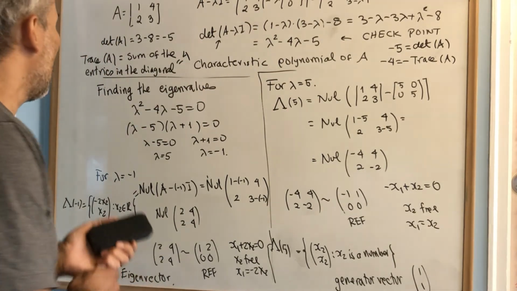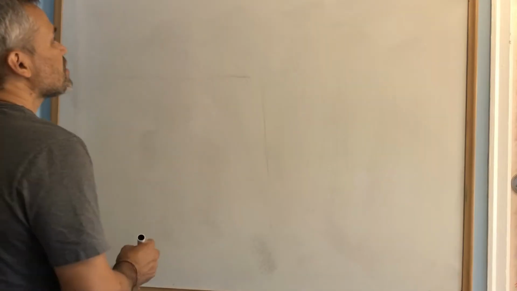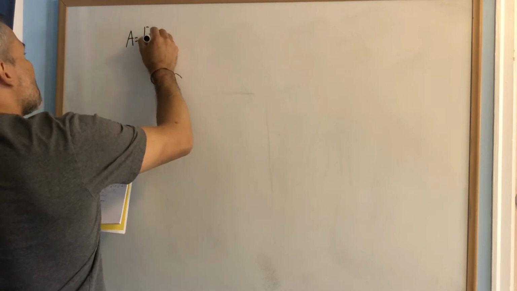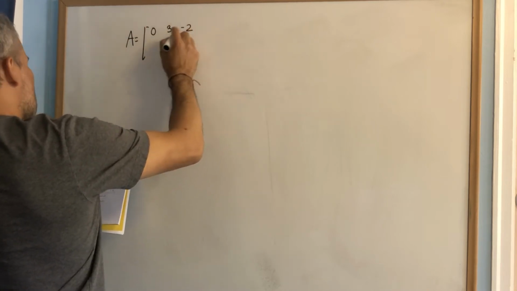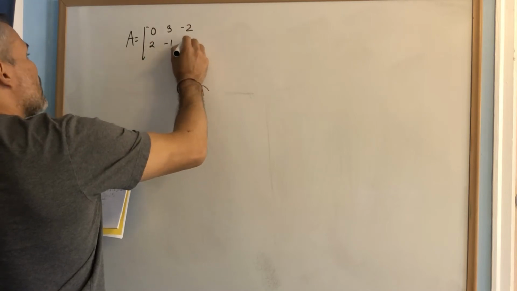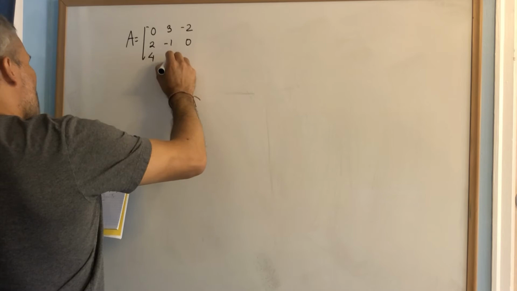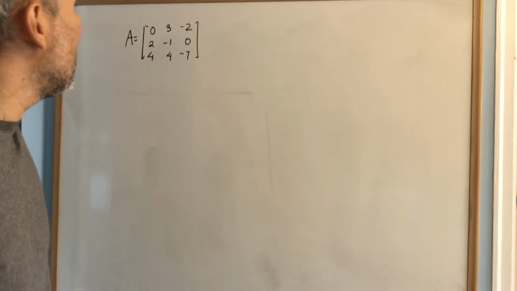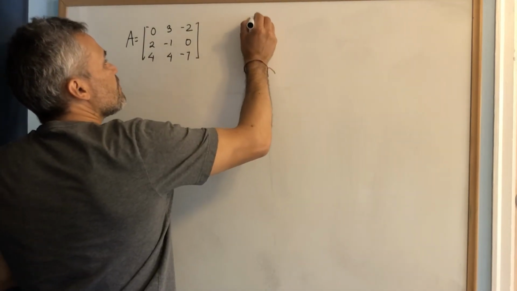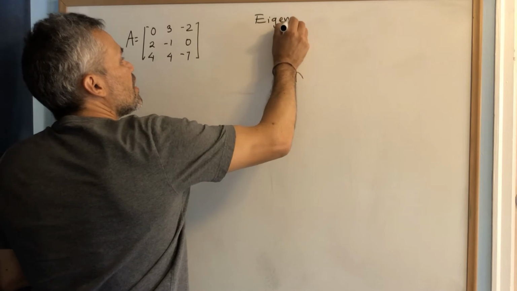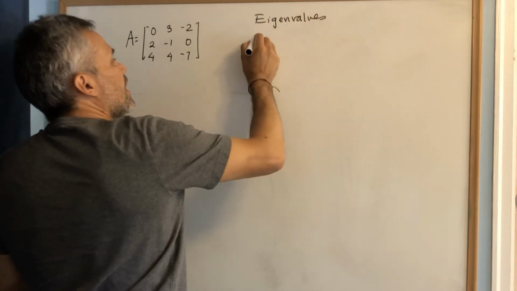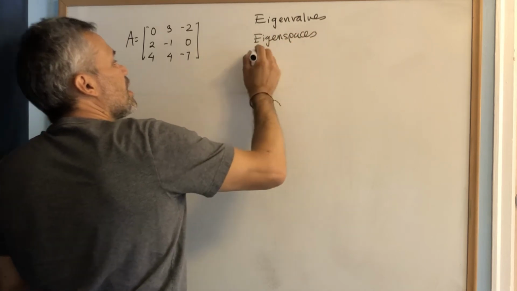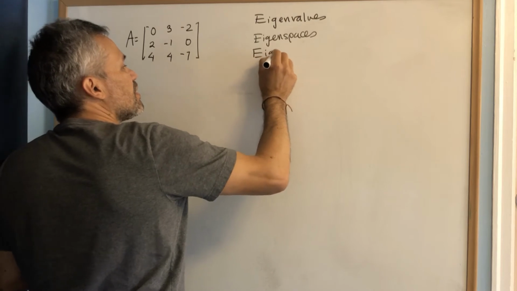Let's do another example. Let's consider the matrix A equal to 0, 3, -2, 2, -1, 0, 4, 4, -7. Then the goal is to compute the eigenvalues, eigenspaces, and eigenvectors.